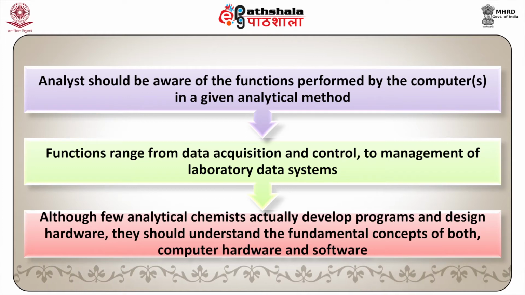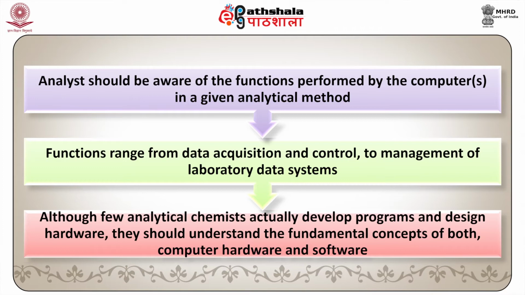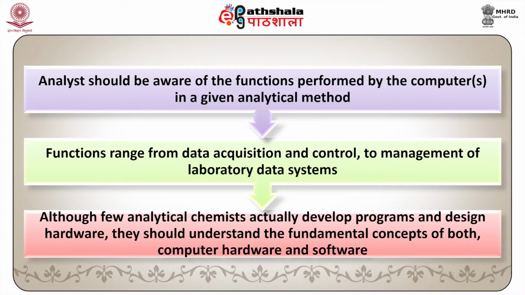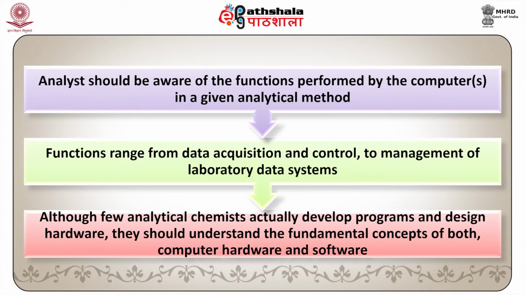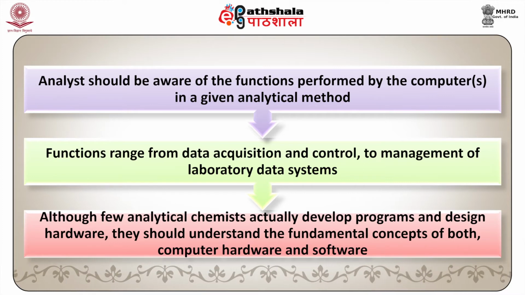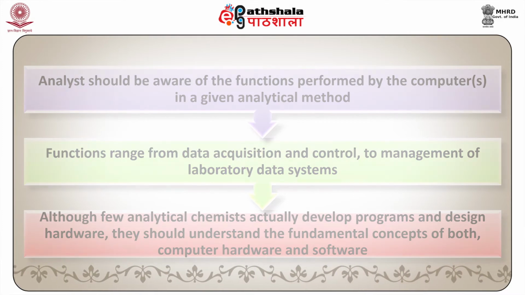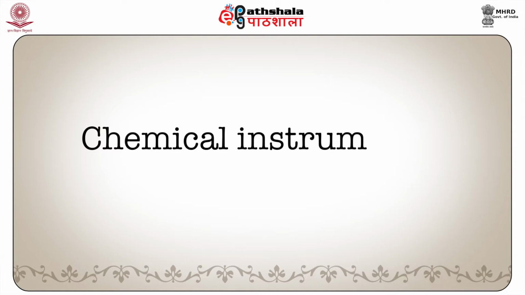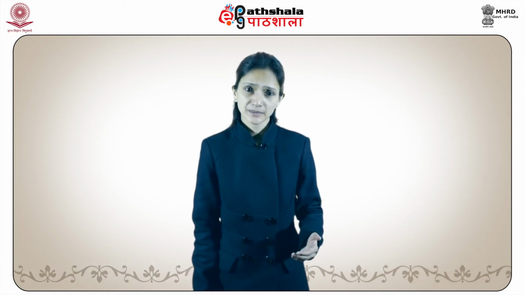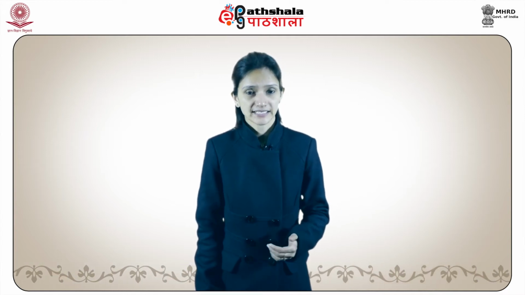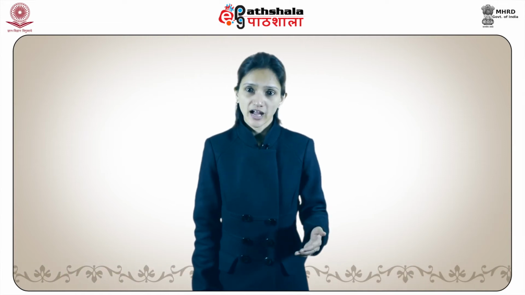These functions range from data acquisition and control to management of laboratory data systems. Although few analytical chemists actually develop programs and design hardware, they should understand the fundamental concepts of both computer hardware and the software. The purpose of chemical instrumentation is to obtain information from the substance being analyzed. In moving from the sample through the instrument to the output, the information, a chemical or physical quantity, is transformed.